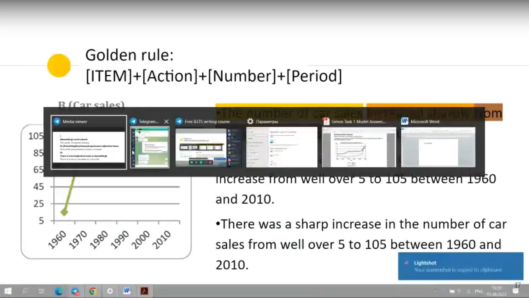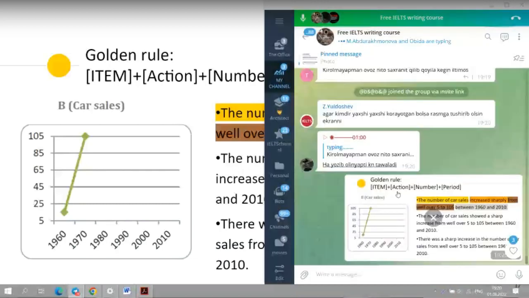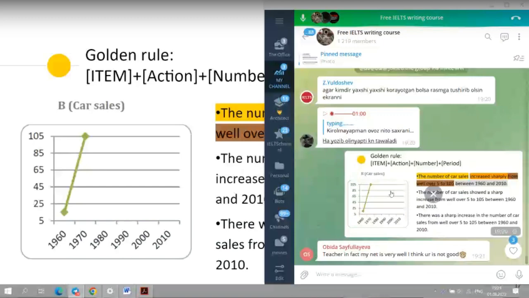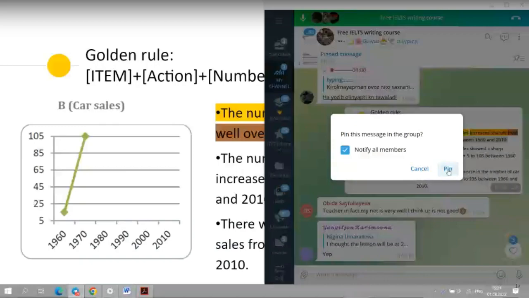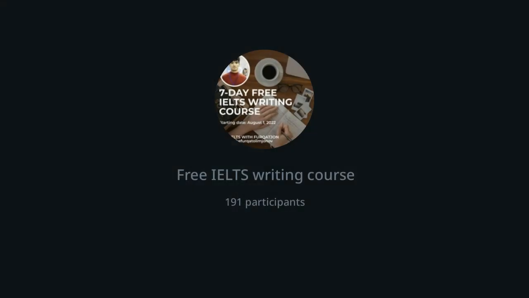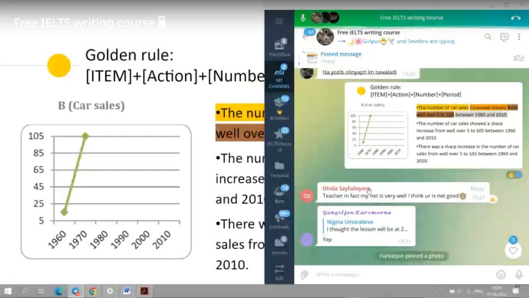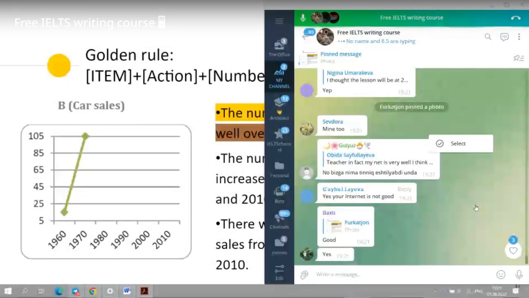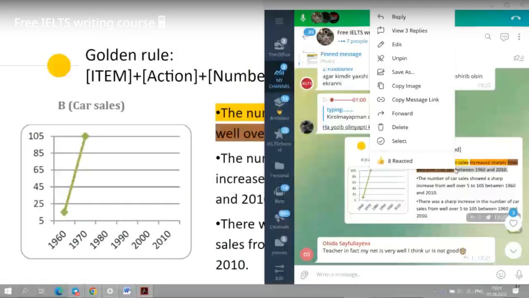Now we'll do some exercise, guys. I will just send it to you. Let's wait a minute. My internet is not good. Okay. Can you listen to me? A lot of people are complaining about my internet. My internet is okay. Can you all hear me? Just write yes, something. Is my internet okay? I have to pin this. Okay, clear. Good.